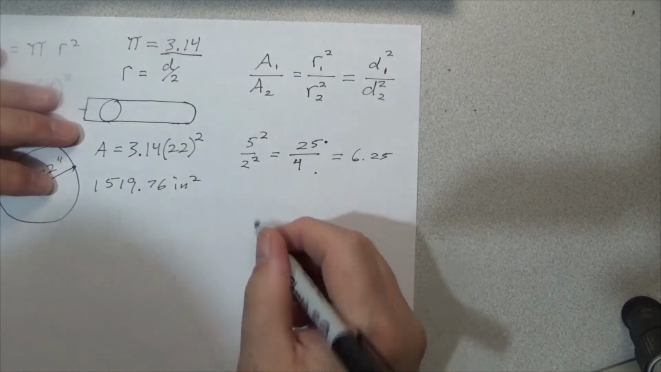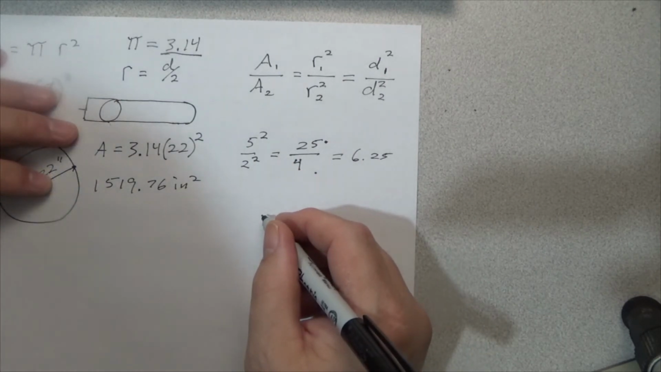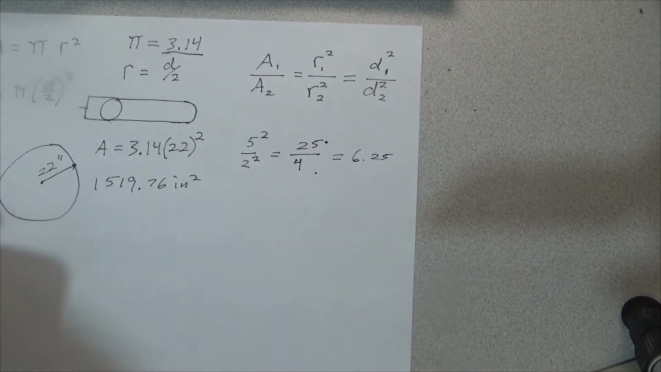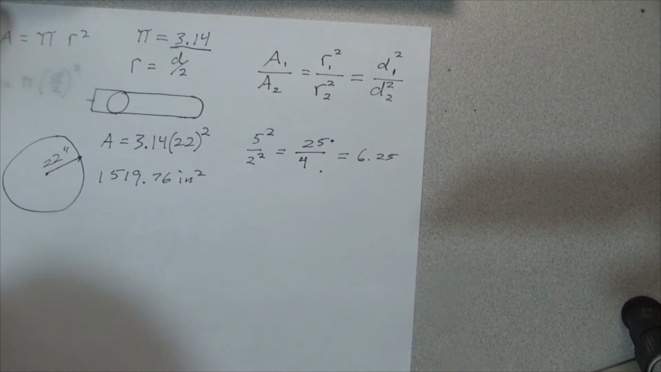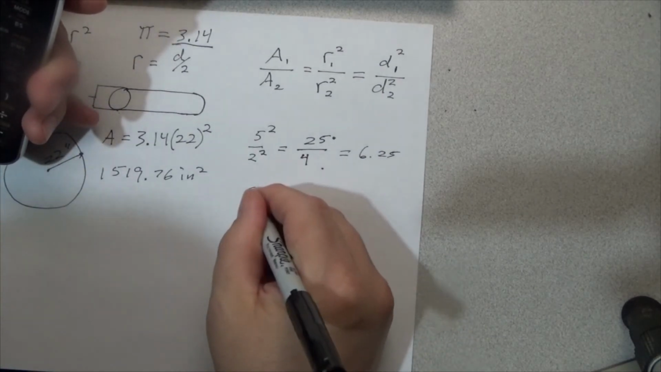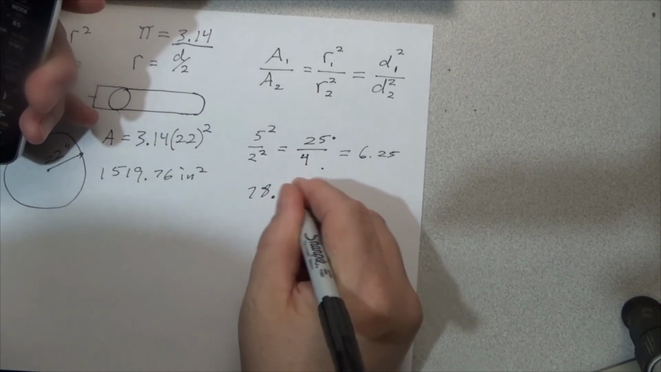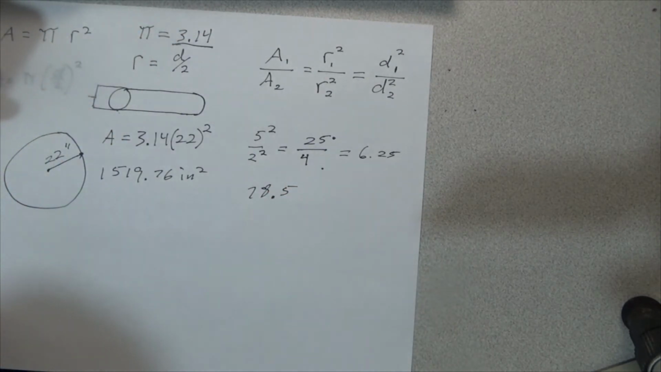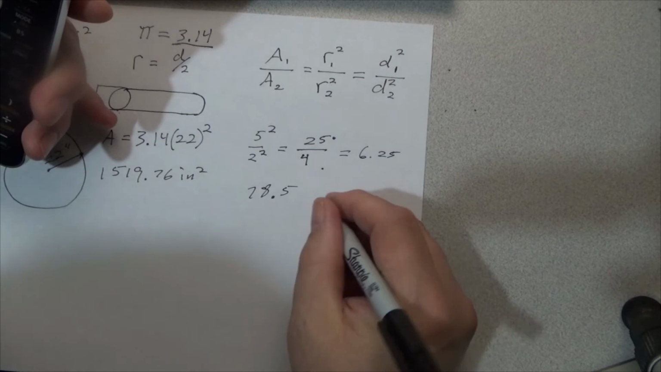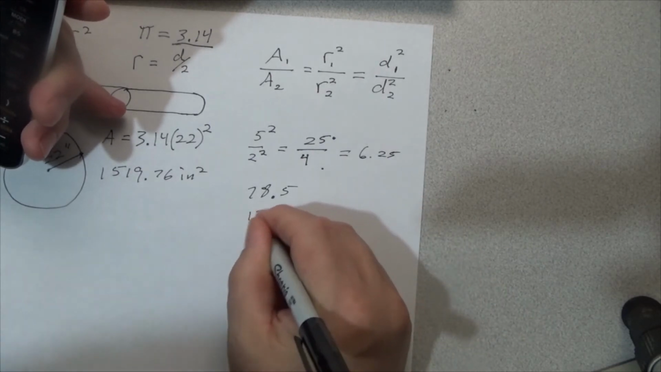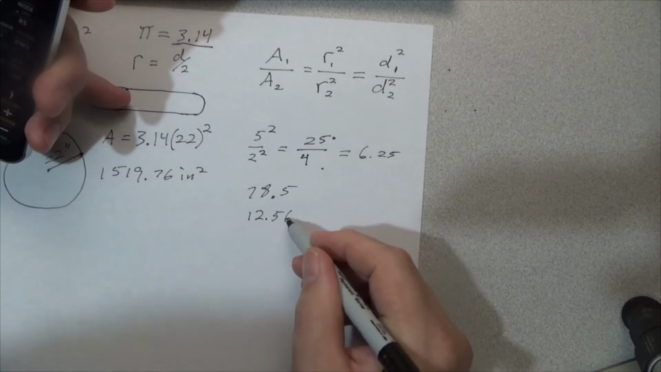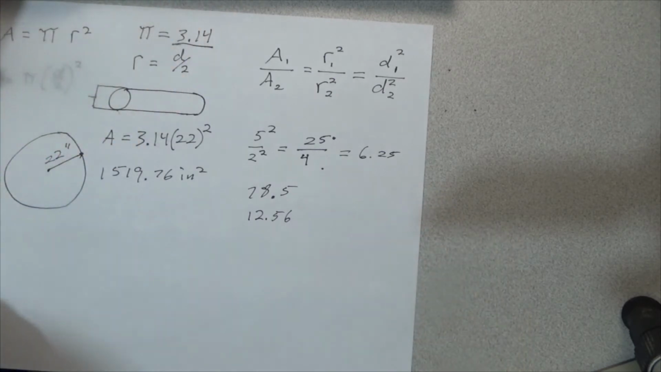So what is the area of this circle? 3.14 times 25, 78.5. The other one is 4 times 3.14, which is 12.56. Well, let's take that 12.56 and multiply it by 6.25. And I get 78.5. Ta-da!